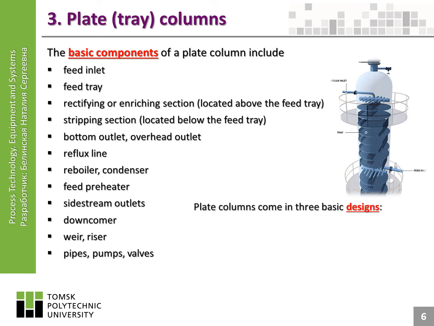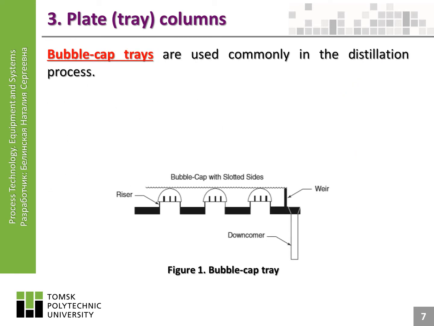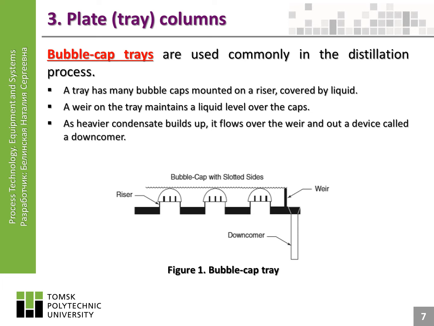Plate columns come in three basic designs: bubble cap tray, sieve tray, valve tray. Bubble cap trays are used commonly in the distillation process. A tray has many bubble caps mounted on a riser, covered by liquid. A weir on the tray maintains a liquid level over the caps. As heavier condensate builds up, it flows over the weir and out a device called a downcomer. The downcomer discharges onto the tray under it.